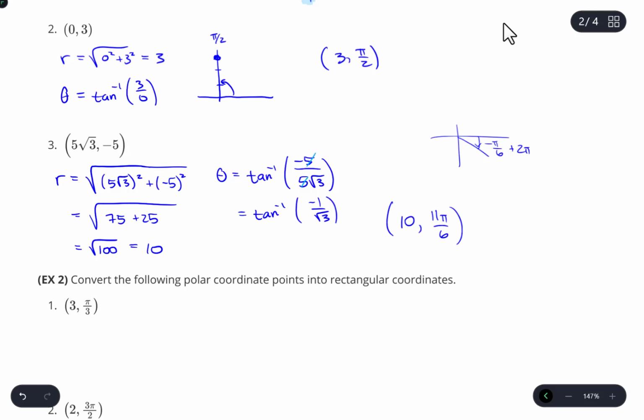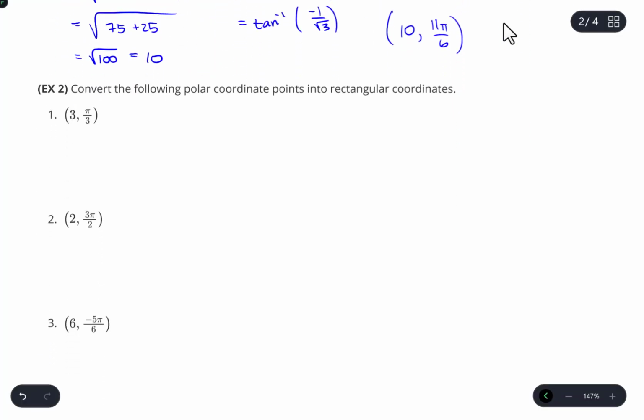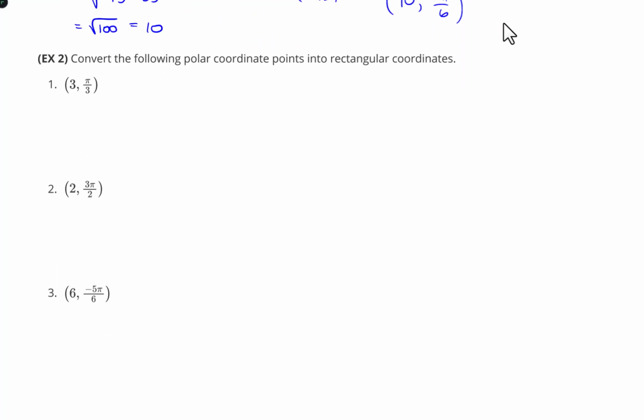Sometimes it gets even trickier because you might be in quadrants 2 or 3, and the arctangent will only give you answers in 1 and 4. So you have to always at least check to see if you need an adjustment when using arctangent. Going the other direction, if we're converting polar coordinates into rectangular coordinates, it's generally considered a little easier because you don't have to worry about adjusting the angle measures.